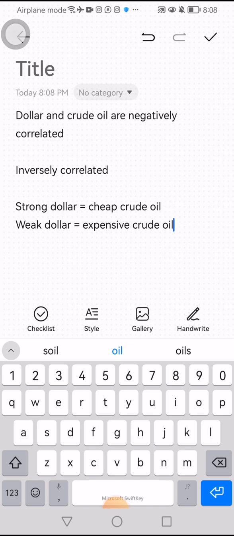Strong dollar, I think I've already explained that more than once.